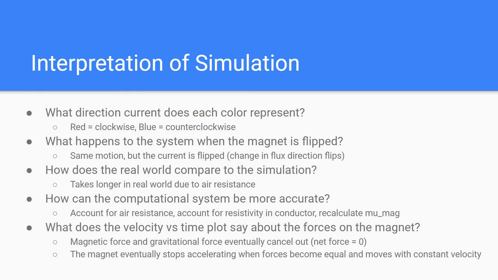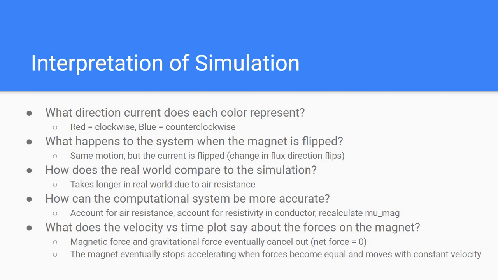Our simulation is different from the real world in the sense that it takes longer in the real world because of air resistance. To make the computational system better, we can account for air resistance, or account for the resistivity in the conductor, or we can even recalculate mu mag, which is our magnetic dipole moment.